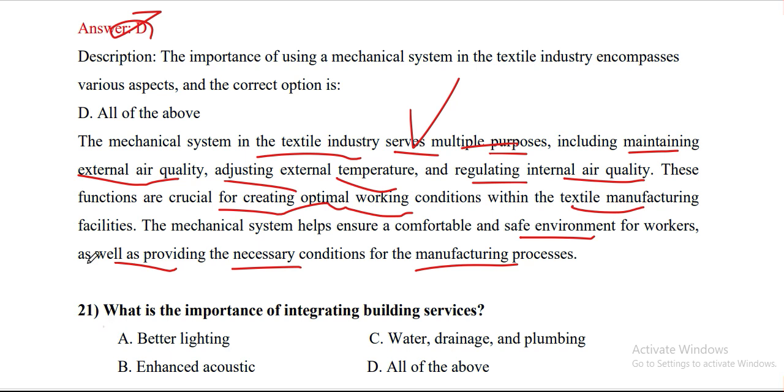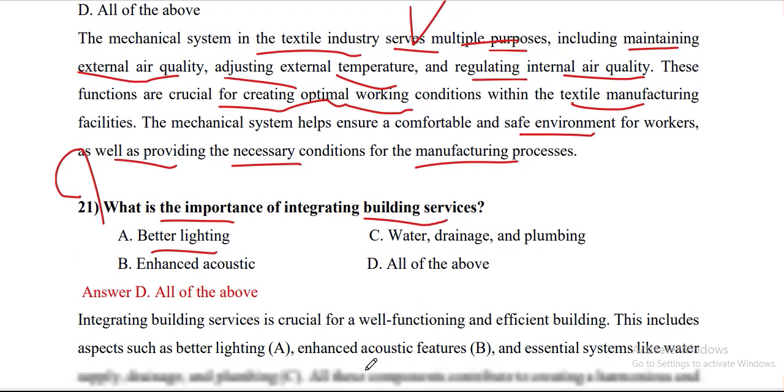Question number 21. What is the importance of integrating building services? A. Better lighting. B. Enhanced acoustic. C. Water drainage and plumbing. D. All of the above. So the answer is all of the above.